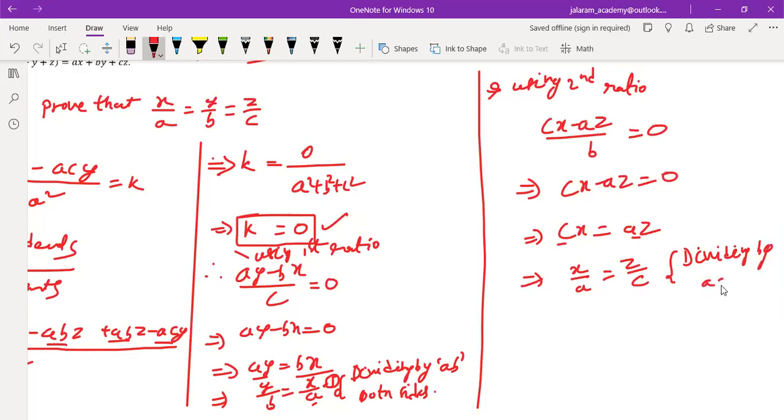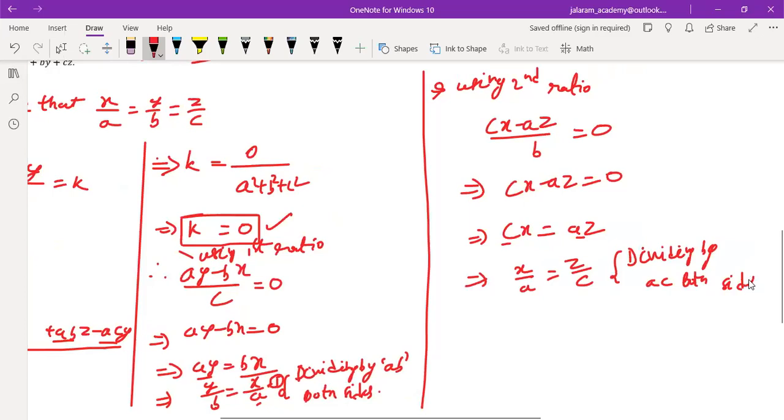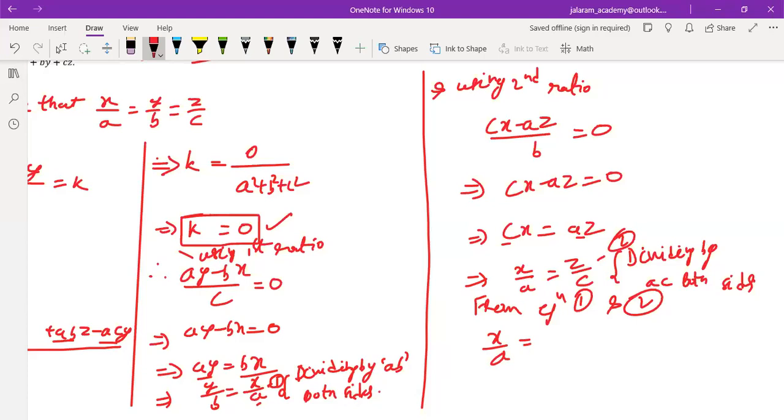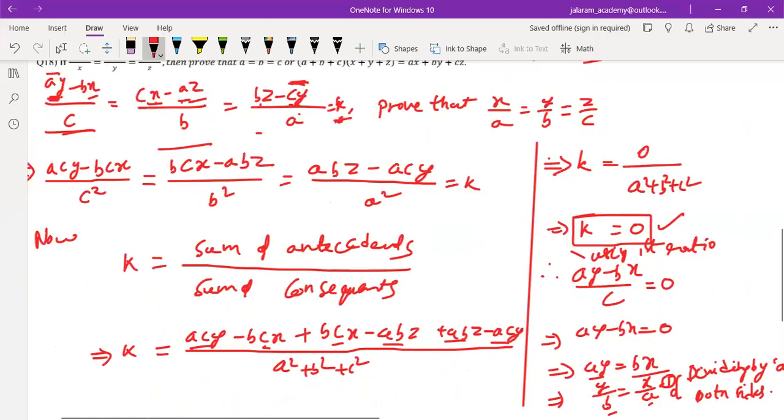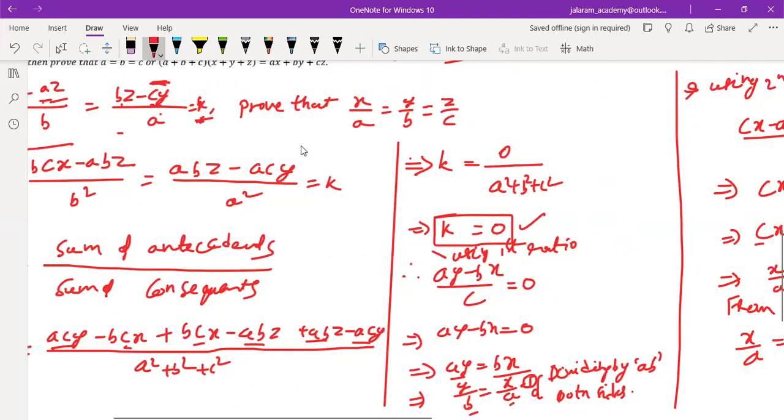Dividing by AC both sides. From equation 1 and 2, we get X by A equals to Y by B equals to Z by C, hence proved. This is what we want to prove. So hope you must have understood this.